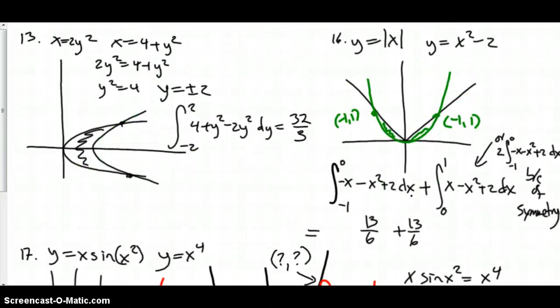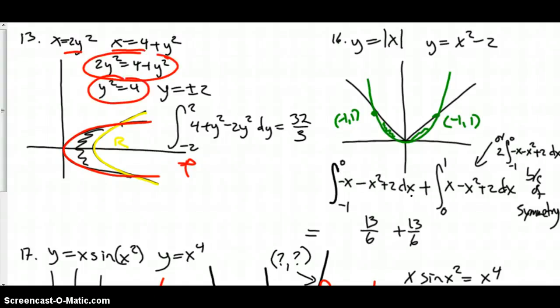Number 13, very similar to what we just saw in number 11. We don't have a distinct top and bottom, but we do have a distinct right and left. Or if you tip your head, they do look like top and bottom. Be careful with your bounds. Those can be found by solving an equation. When you set the two functions equal to each other, I get y equals plus or minus 2. I don't have to distribute a negative sign, and I use my calculator to solve.